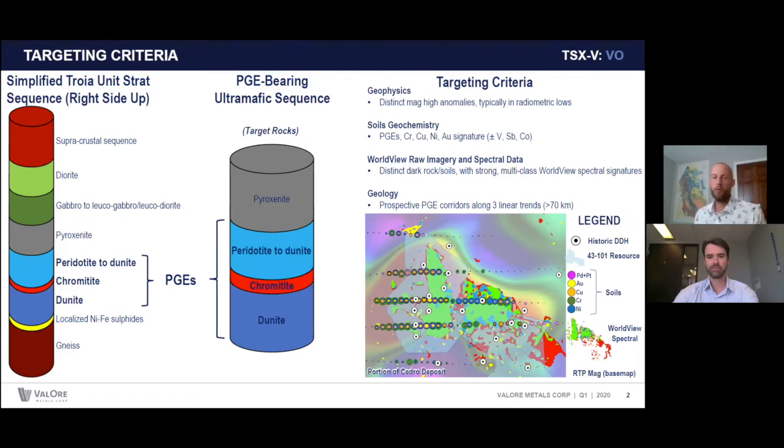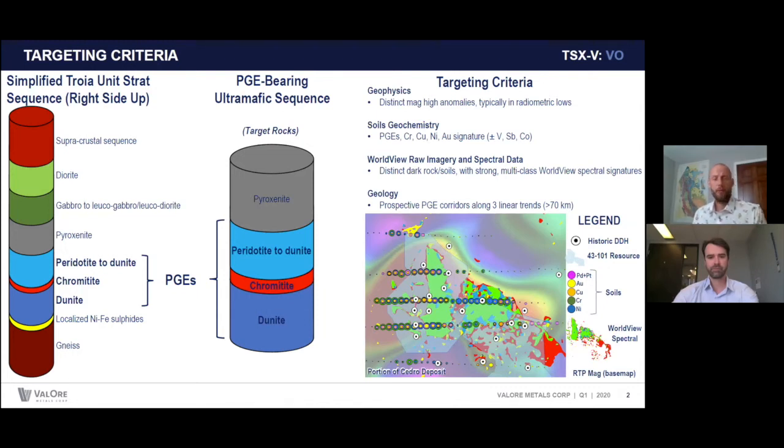Now, WorldView raw imagery, this is the highest resolution commercial satellite in the world. So just the raw imagery alone can really pick out these dark, distinct ultramafic to mafic rocks in relation to the more felsic gneisses that they're hosted in. Further to that, obviously the spectral data can infer that prospective geology on a regional scale, but to the scale of 50 centimeters pixel size. So it's very, very powerful when used in conjunction with things like geophysics and geochemistry. Last but not least, the geology.